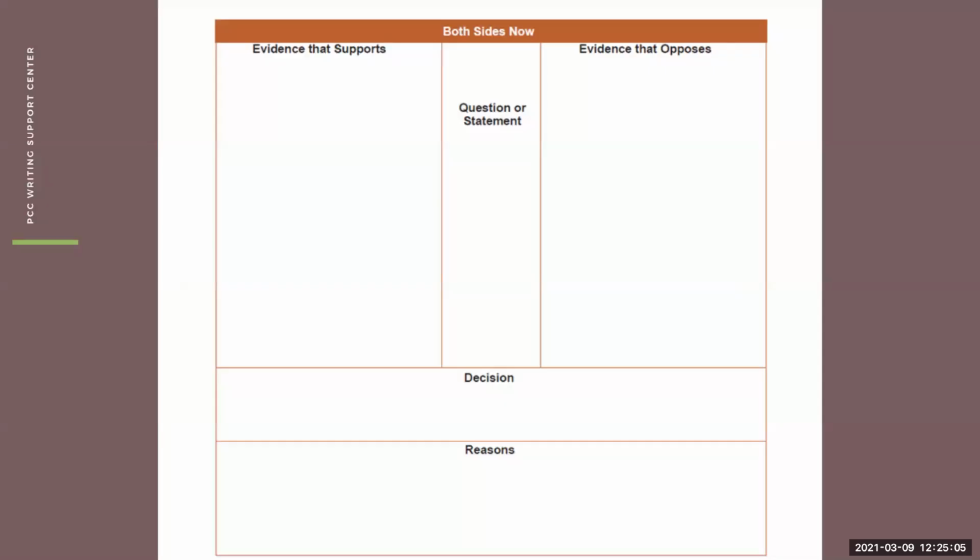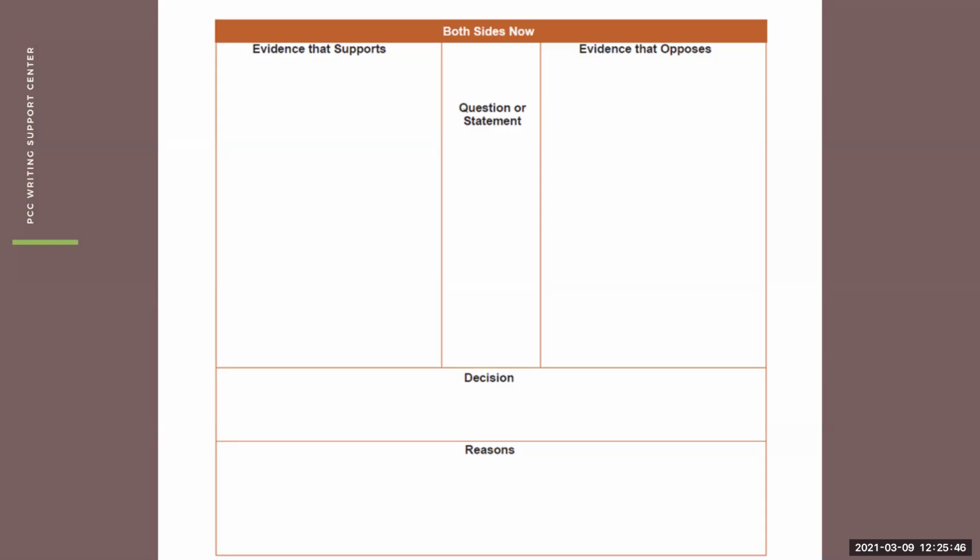Similar to the I read, I think, therefore, it's really helpful to have a graphic organizer or something that'll just help you keep track of what it is that you're looking at. So on a separate piece of paper or on your computer, set up a type of graphic organizer where at the top or in the middle, you identify what the question or the statement is that you're looking at. On one side, label it evidence that supports, and that's where you would keep track of all the evidence that is in support of that question or that statement.